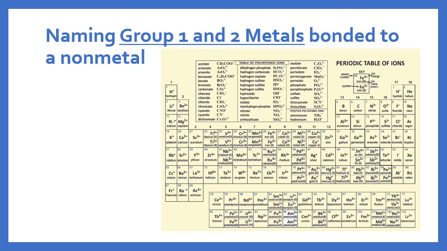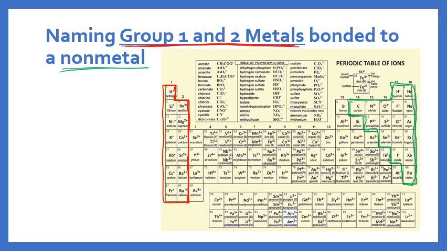All right, so we're going to start with naming group 1 and 2 metals bonded to a nonmetal. So group 1 and 2. So anytime you see a metal that falls into this zone, you're going to follow these steps, and we're bonding them with our nonmetals, which is in the green. Okay, so anytime you see this group 1 and 2, which is in the red, bonded to a nonmetal, which is in the green, you're going to follow these steps.